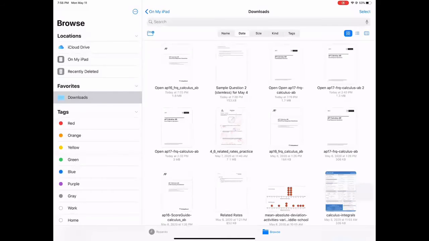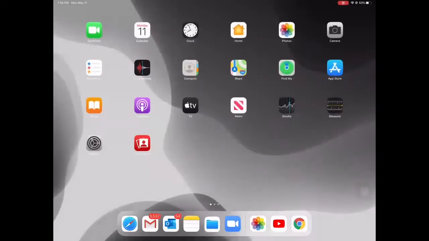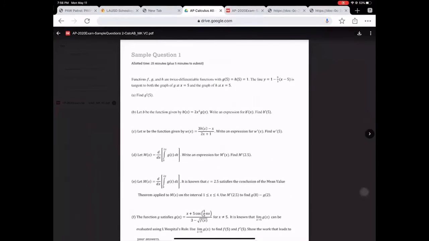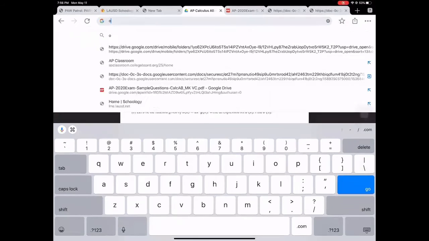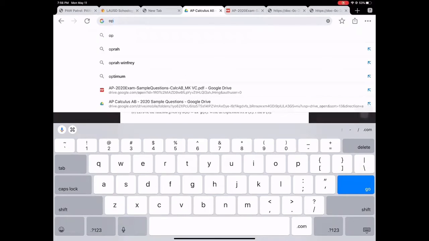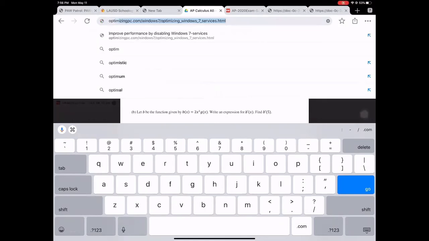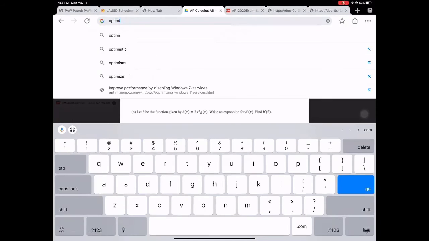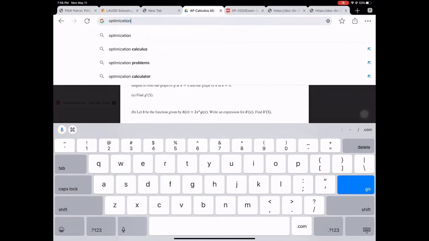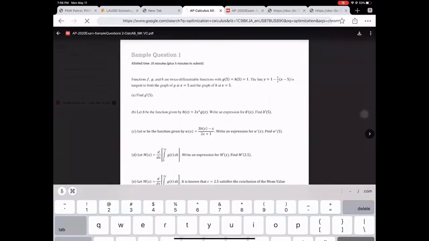I actually have a question. Which one do you want to review? Oh, optimization. Do we have an optimization here? I don't think so, right? I don't have an optimization on me. I might have one in one of my folders. They haven't done an optimization problem in a very long time, so I don't know if that means they're more likely or less likely to do it.